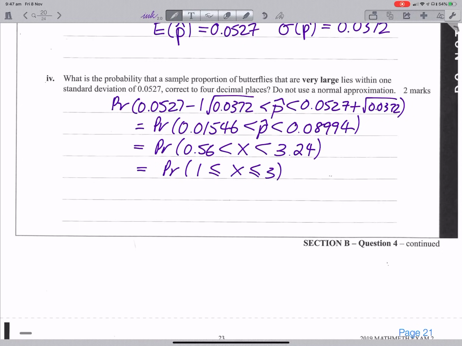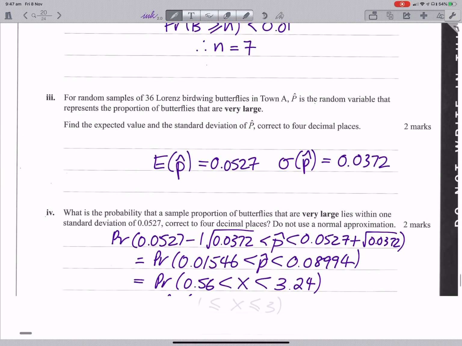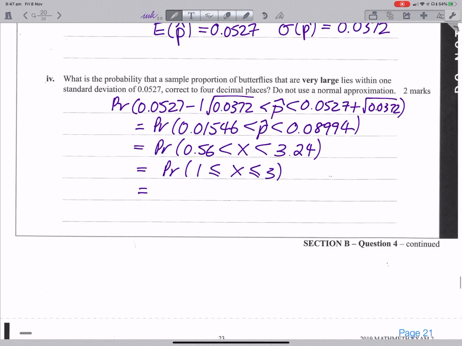These were probabilities, which is equal to binomial CDF from 1 to 3. Select edit copy. 1 to 3, 0.73796, 0.7379, 0.7380 to 4 decimal places.